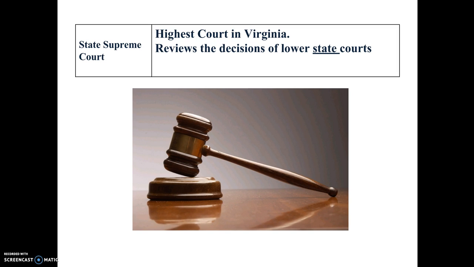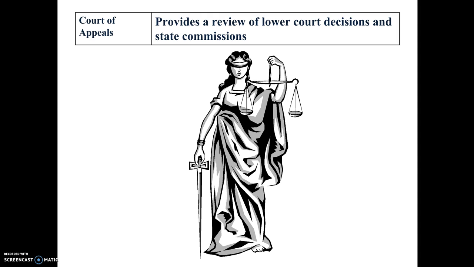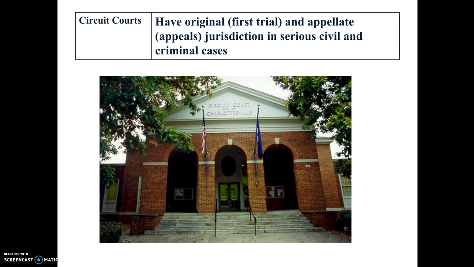The highest court is the State Supreme Court of Virginia. This is the court that reviews all the decisions of the lower state courts in Virginia. Just beneath that is a level of court called the Court of Appeals. So the Court of Appeals is responsible for reviewing lower court decisions and reviewing the actions of state commissions. The circuit courts are trial courts. These are the courts where serious civil cases or serious criminal cases will be tried.